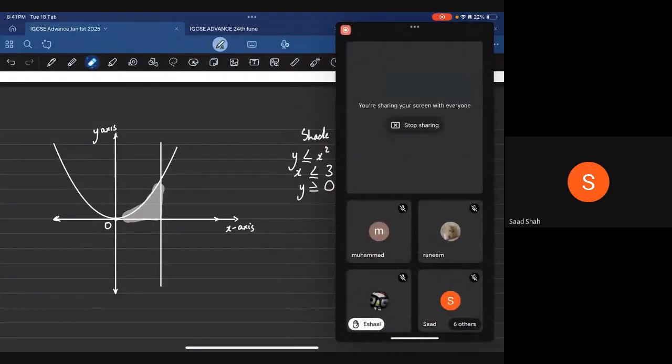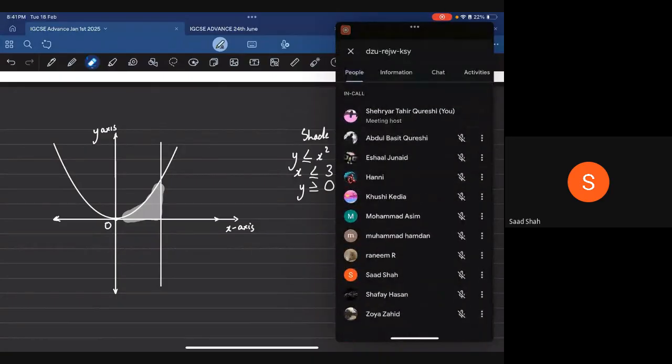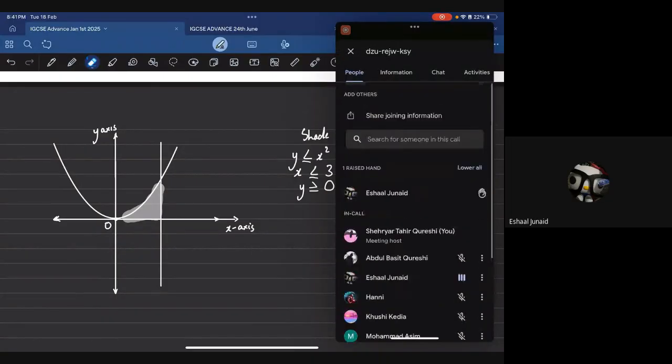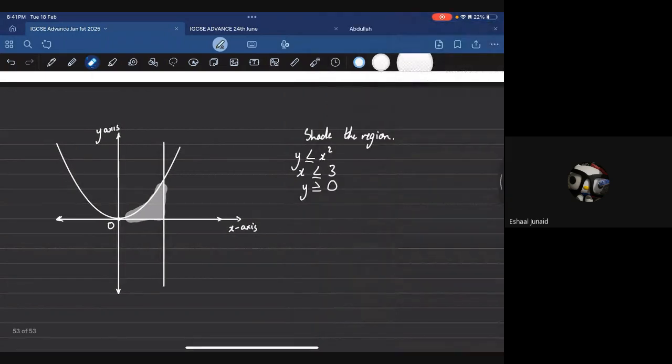Vishal, you are raising your hand. You have to explain why you are raising your hand too. We need to shade also the other side. You have to shade the other side. Very well done, Vishal. Excellent. Vishal is absolutely right, guys. It says what? That it is supposed to be above the x-axis.